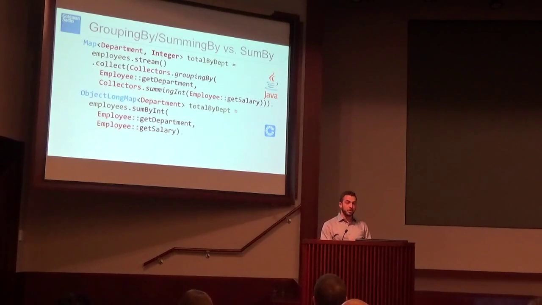We start with a grouping by collector again. We're grouping by the same function to get the department. And now it's an overload of grouping by that takes a second argument, another collector. And this is another collector we actually saw before, the one that sums the salaries. And so altogether, your API feels like it's not the streams API, it's the collectors API. It's this huge collector and it gives you back a map of department to int.